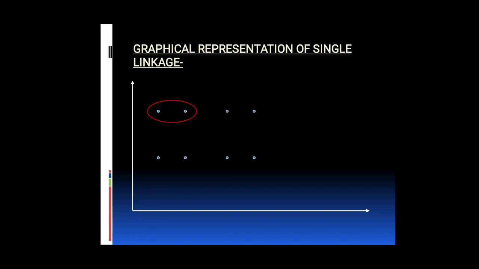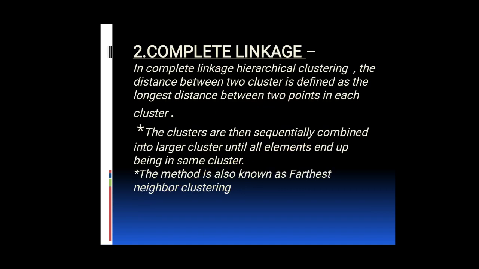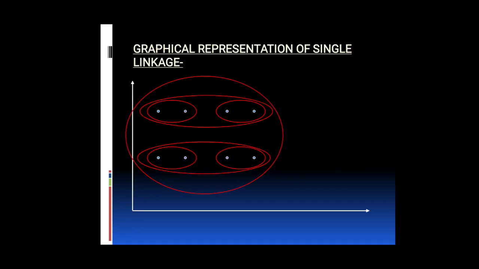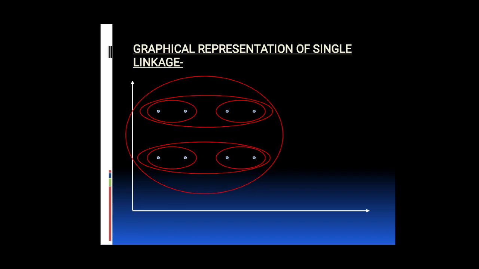Single linkage hierarchical clustering treats each data point as a singleton cluster and then successively merges clusters until all points have been merged into a single remaining cluster. Then we merge in each step the two clusters whose two closest members have the smallest minimum pairwise distance. Time complexity of single linkage is theta of n square.